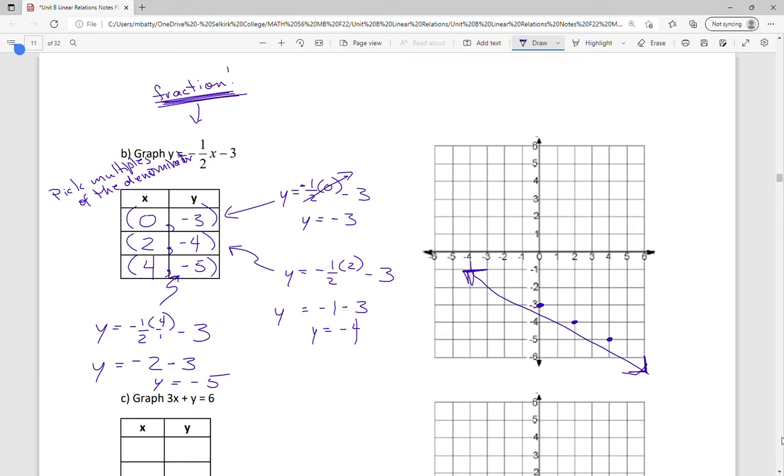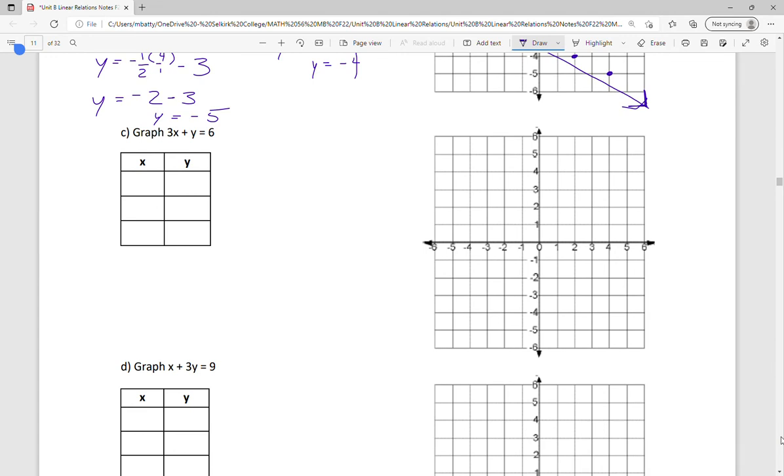I know when you watch these, it seems like I should be able to do this better, and I can't even explain how hard it is to do, so bear with me. I'll try and not make too much of a big deal of it. But that is taking that equation of y equals -1/2 x minus 3 and putting it on the graph.